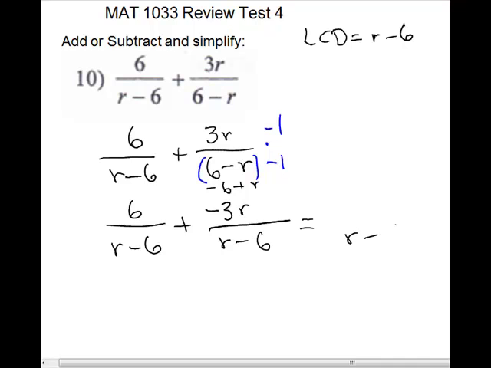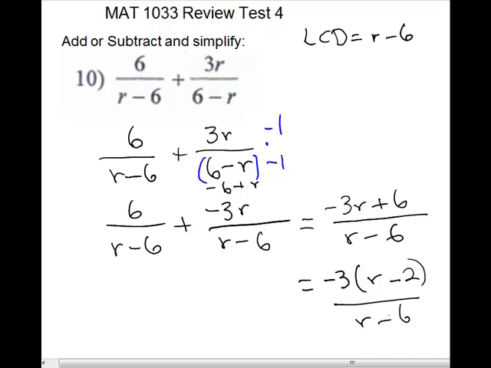Keep the common denominator and combine on the numerator. You have a negative 3r plus 6. We can factor out a negative 3. And that will leave us an r minus 2 over r minus 6. And it does not reduce. There is nothing here that will reduce, so it could have been left in the previous step.